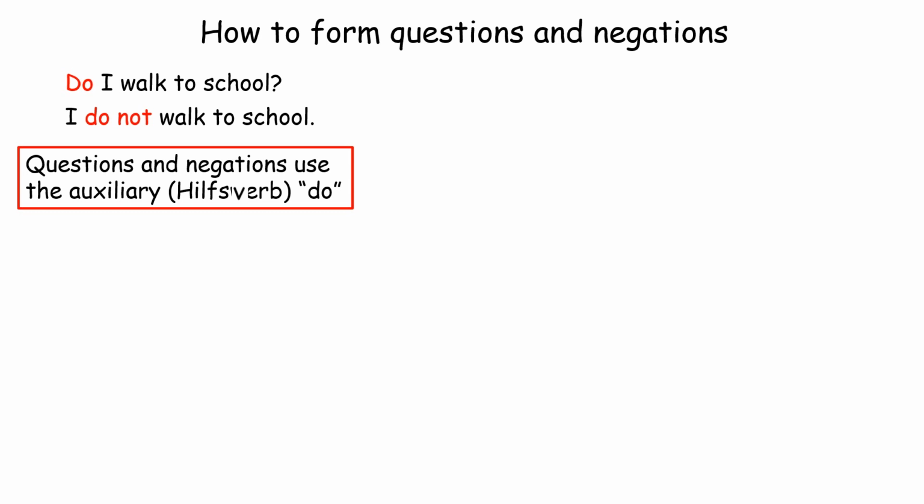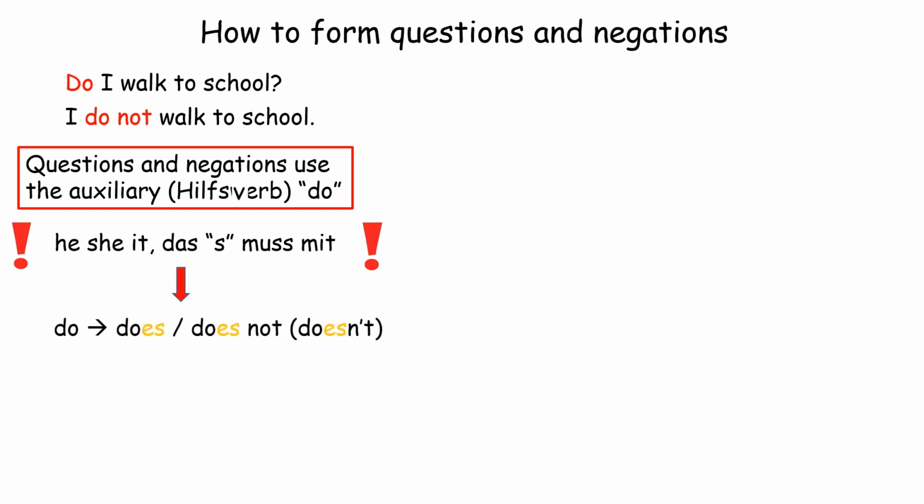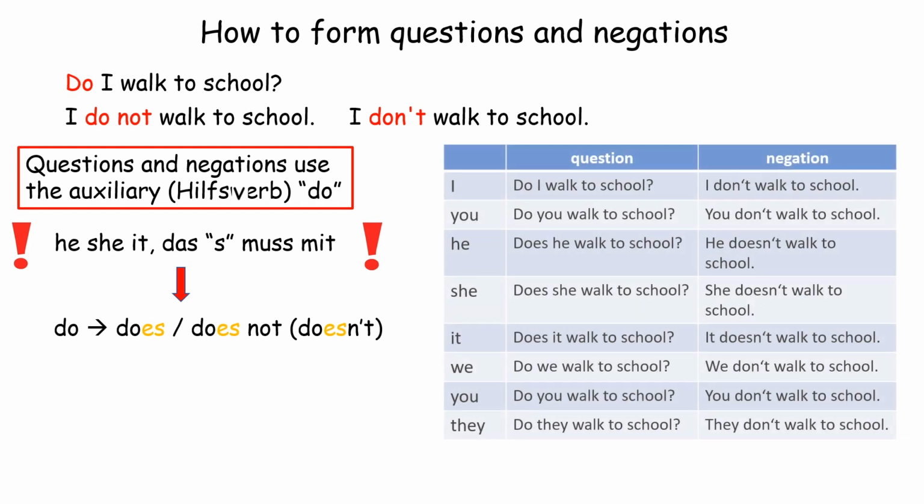But of course we mustn't forget our most important rule for the simple present, he, she, it, das, es, muss, mit, which turns do into does or does not if we talk about a he, a she, or an it. And of course we can shorten does not to doesn't because we can be lazy. So we can say I don't walk to school instead of I do not walk to school. This leaves us with the following table.